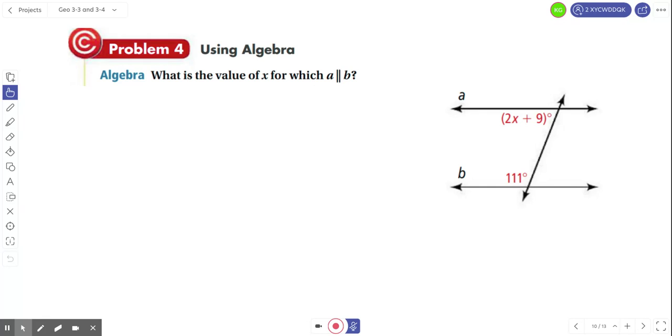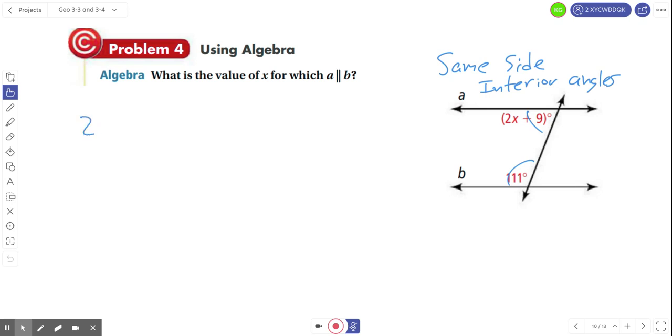Looking at the two angles we've been given, we can see right away that these are same side interior angles, and so for the lines to be parallel, they must add up to 180. Just write that down. Same side interior angles. All right, so they must be supplementary or add up to 180.